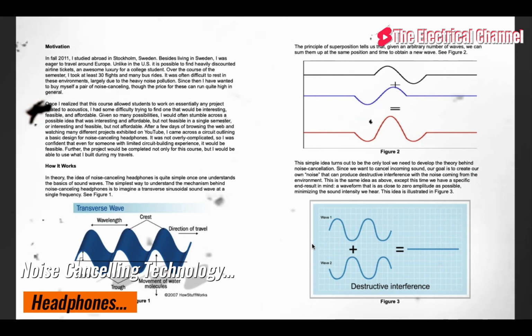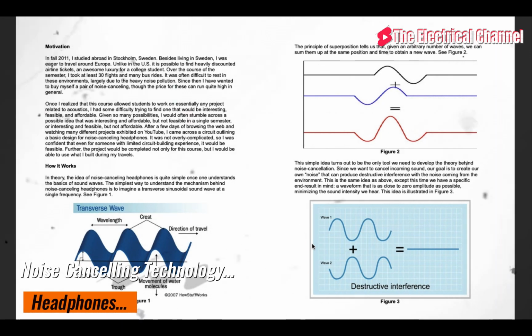How it works. In theory, the idea of noise-canceling headphones is quite simple. Once one understands the basics of sound waves, the simplest way to understand the mechanism behind noise-canceling headphones is to imagine a transverse sinusoidal sound wave at a single frequency. The principle of superposition tells us, given an arbitrary number of waves, we can sum them up at the same position in time to obtain a new wave.